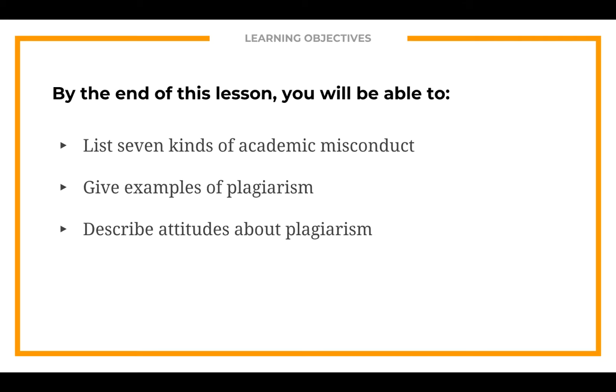By the end of this lesson, you will be able to list 7 different kinds of academic misconduct and give some examples of plagiarism and also describe some attitudes about plagiarism.